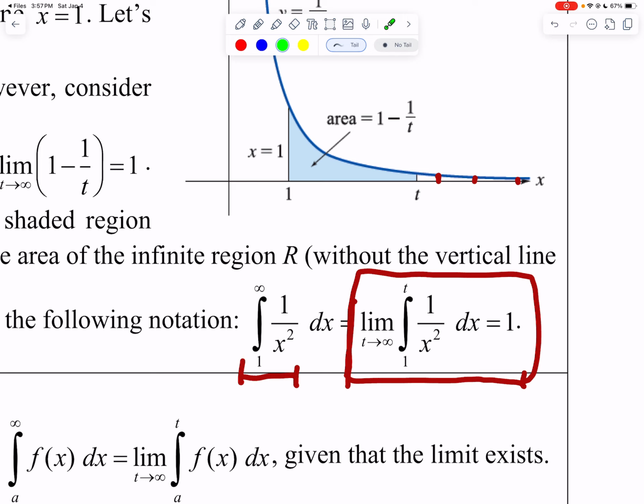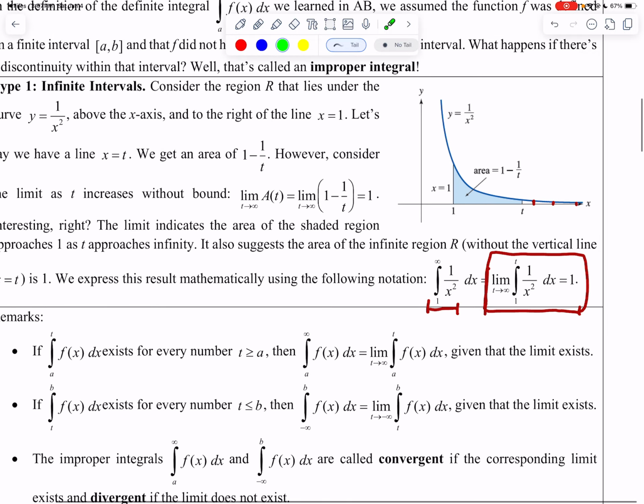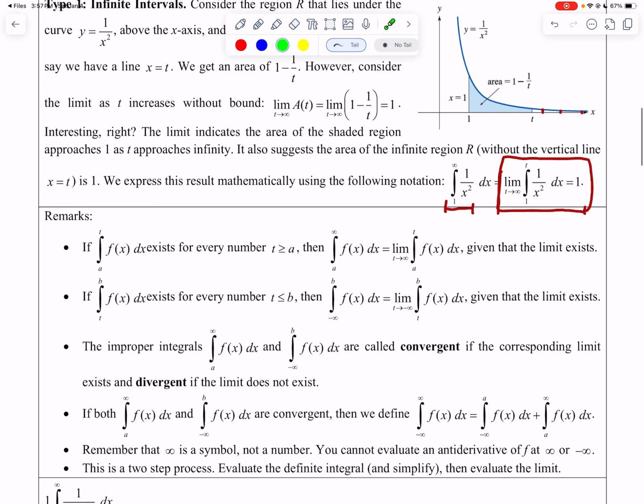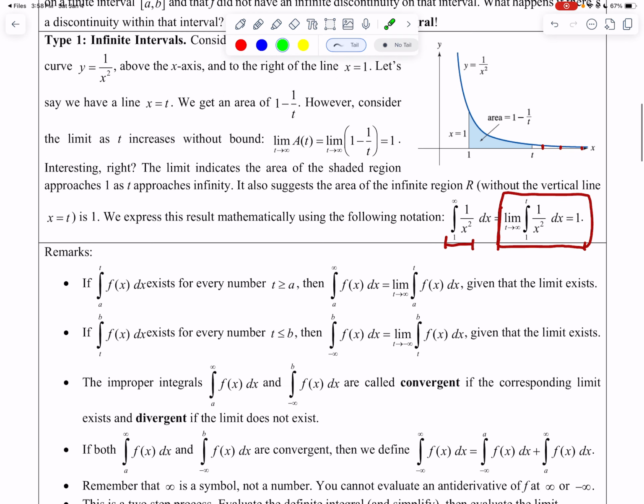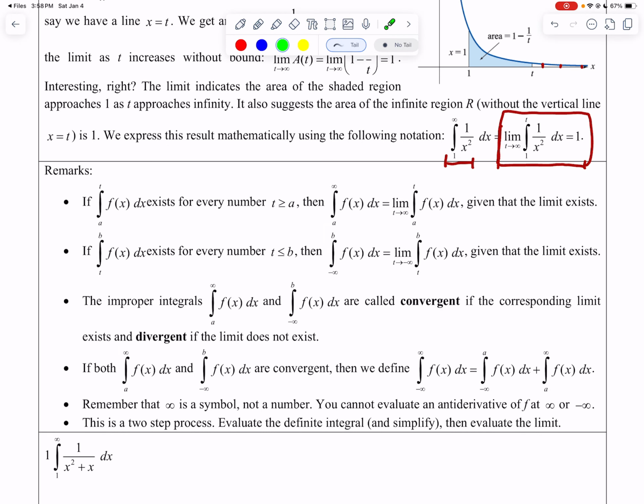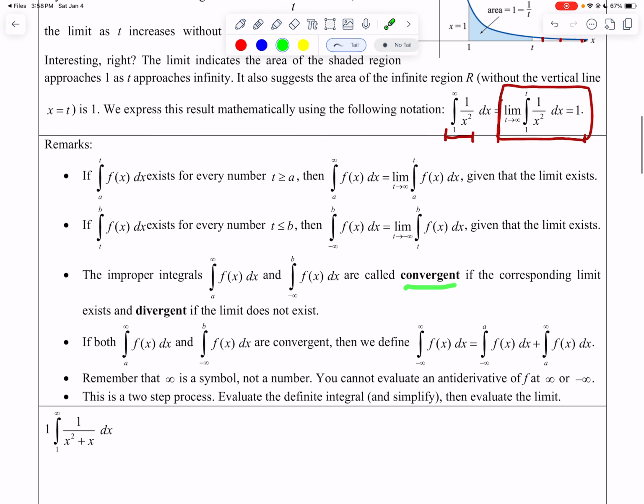Now, your notation for this lesson is going to be very important. Notice how we have limits right here. So we're going to have limits for each of our subs. If you don't give me limits in each of the subs, then you risk losing your limit point. A couple of remarks. Sometimes it might not go from 1 to infinity. It might go from negative infinity to 1 or something like that. If we have an answer, then it's called convergent. If we do not have an answer, then it is divergent and the limit does not exist.